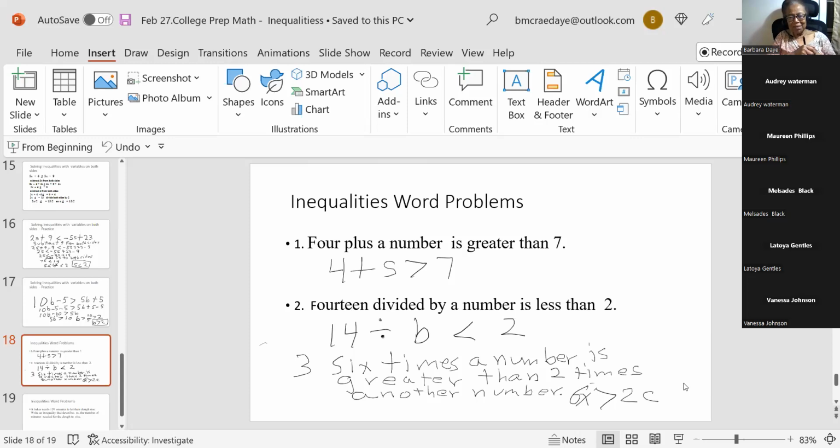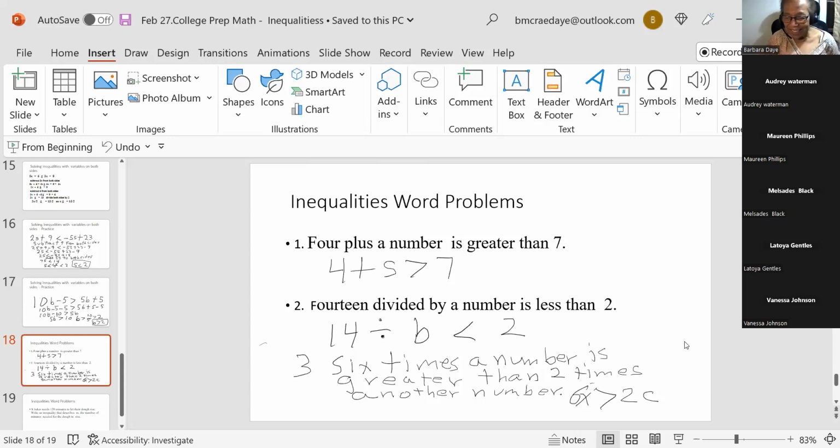Okay? Got it? She already got the x by the 6, so you don't have to use anything else. You're right, x is already there. Absolutely. That x is a variable. So 6 times a number, a number is x. Greater than, there's the symbol. 2 times another number, that number is c. Got it?